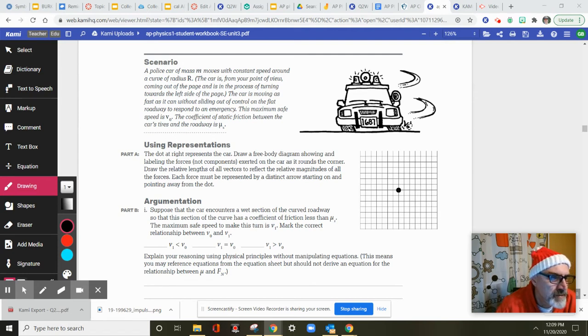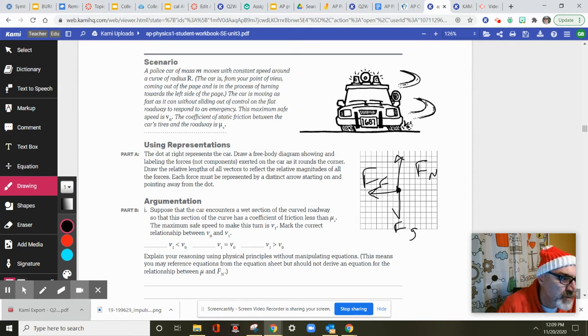The dot at the right represents the car. Each force. So basically, our free body diagram says that we have a force of gravity here, we have a normal force here, and we have a frictional force here.